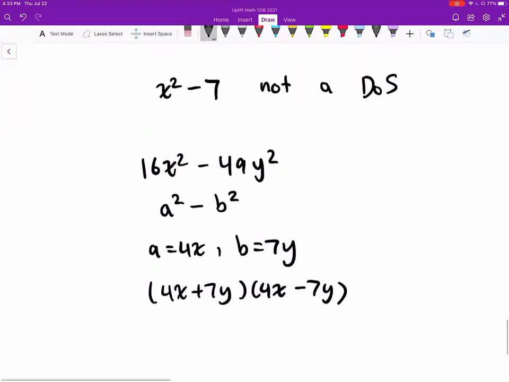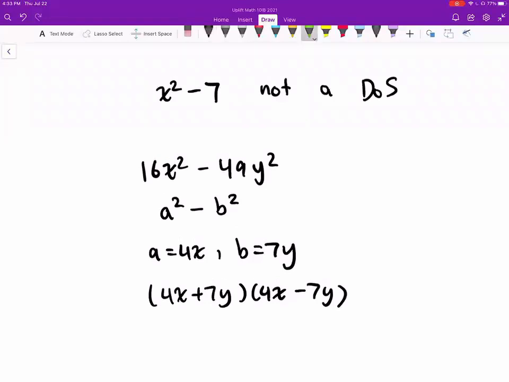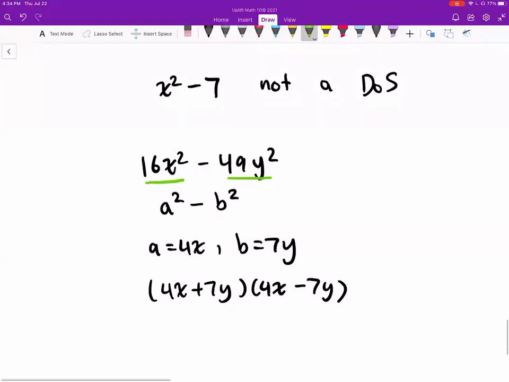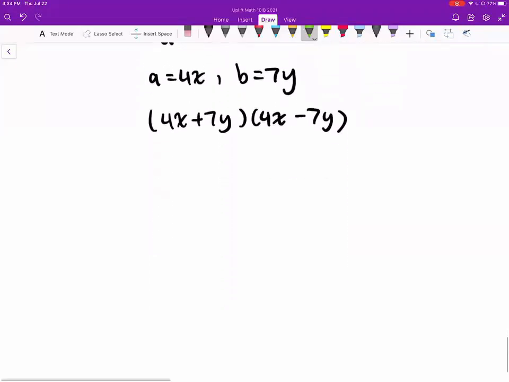Yep. How we know that this is a difference of squares for sure is that we see the first term, and that's a square of 4x. And then we go on to the second term, and that's a square of 7y. And then there's a negative sign in between. So we know for sure that it's a difference of squares.